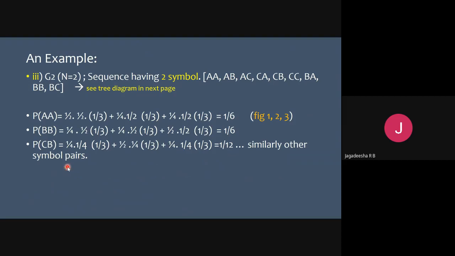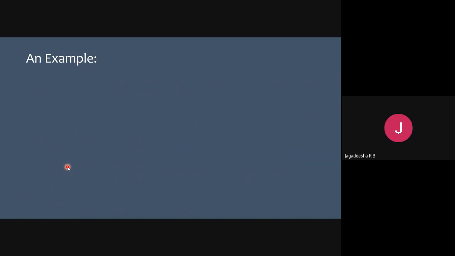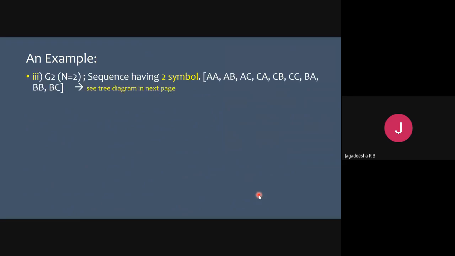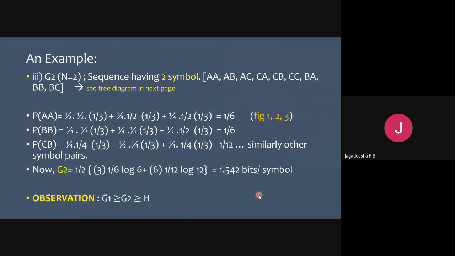In the previous case, we computed G1, right? What is G1? G1 is 1.585. That means a source emits just one symbol. Then what is the average size required? That is so many bits required per symbol. Suppose the source emits two symbols as shown here. If it emits two symbols, then what is the size required? It is 1.542 bits per symbol. Sorry, every symbol requires so many bits.